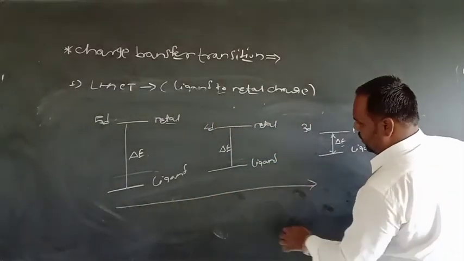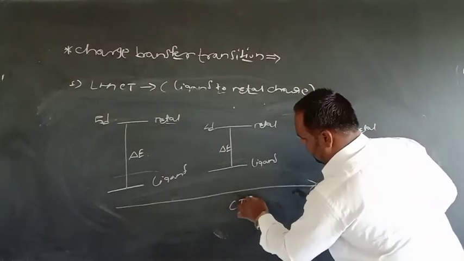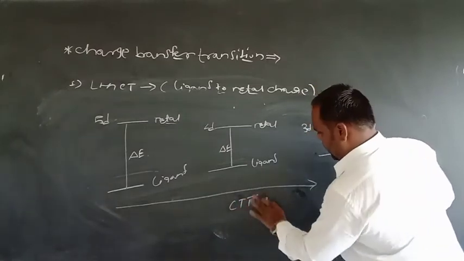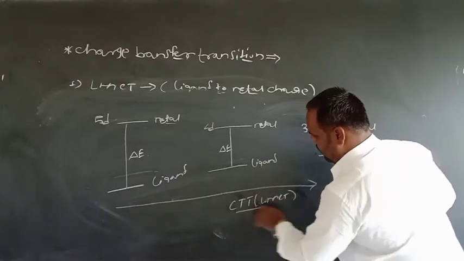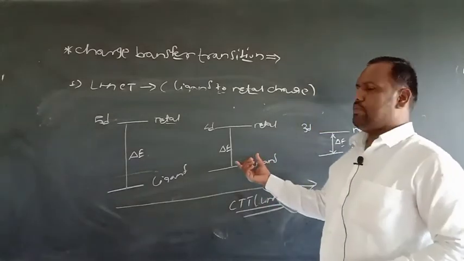The intensity of charge transfer transition, that is, ligand to metal charge transfer transition, also increases. So this is regarding the principal quantum number.